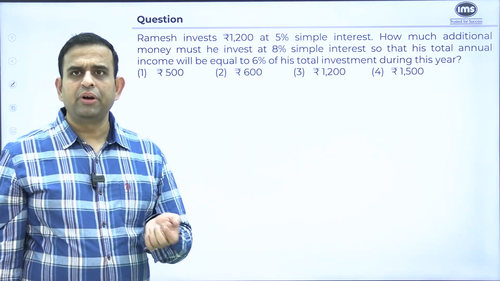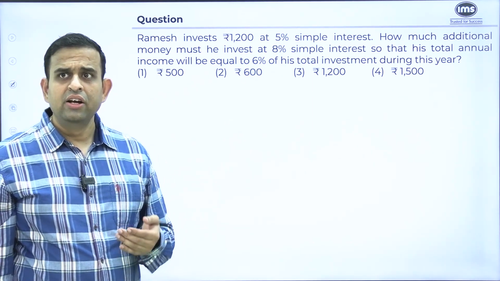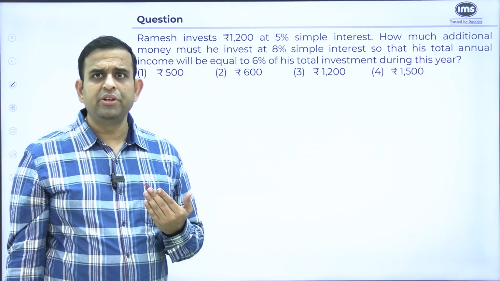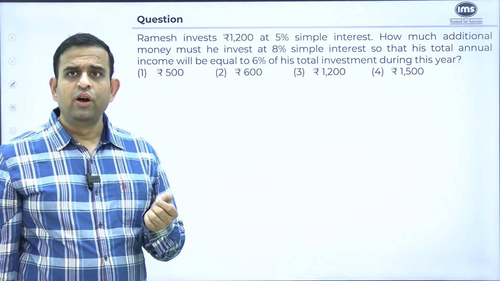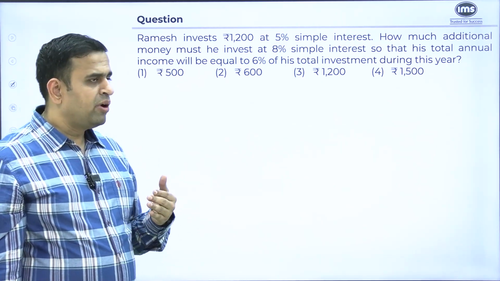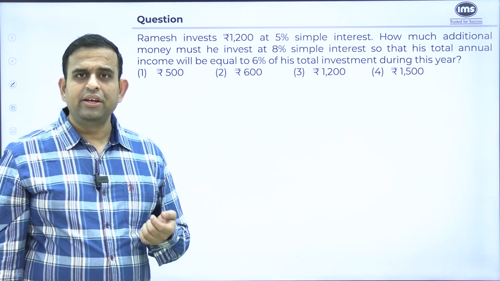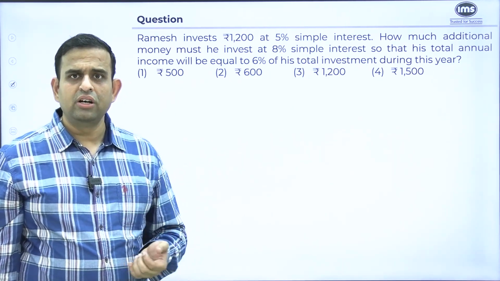How much additional money must he invest at 8% simple interest so that his total annual income will be equal to 6% of his total investment during the year? Now, we can look at multiple ways. I can take the help of an equation to solve this, or I can take the help of allegation. Let's look at both the approaches.